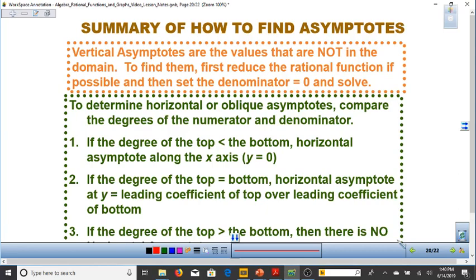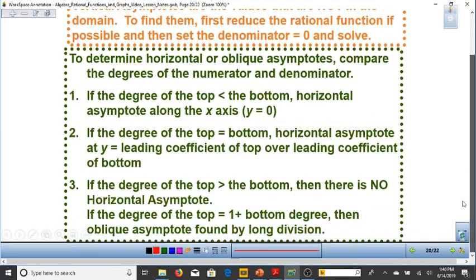If the degree of the top and the degree of the denominator are the same, then the horizontal asymptote is y equals the quotient of the leading coefficients: the top leading coefficient divided by the bottom leading coefficient. If the degree of the top is greater than the degree of the bottom, then there is no horizontal asymptote.